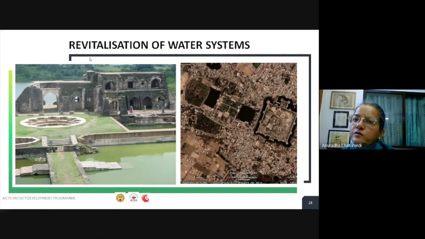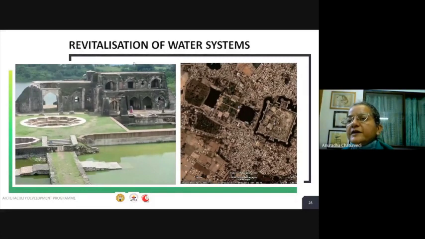There are innumerable historic sites which demonstrate a very evolved and sophisticated relationship with the hydrology and the natural resource base. On the left, you can see the kind of elaborate water systems which were created in the Mandu citadel area in order to modulate the microclimate and also to create an environment which was unrivaled anywhere in the world.